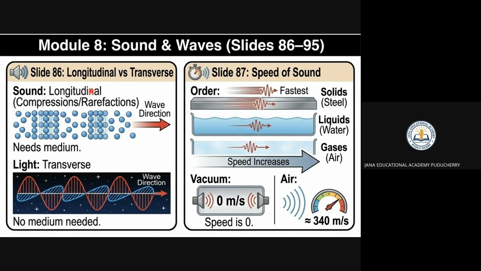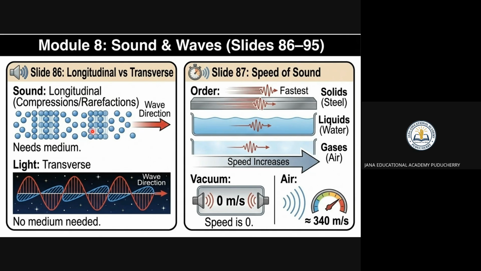Okay, let's come to sound and waves. We have two types, longitudinal and transverse, but let's see what longitudinal is. A longitudinal wave is one in which the particles of the medium vibrate parallel to the direction of wave propagation. It is always parallel to the direction of wave propagation. It consists of compressions and rarefactions.